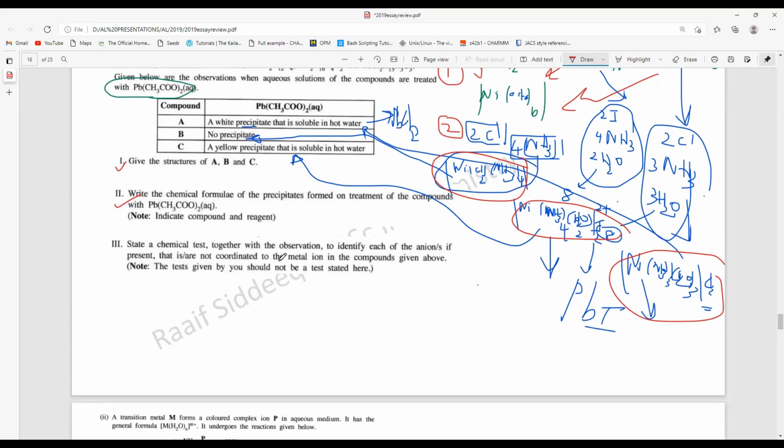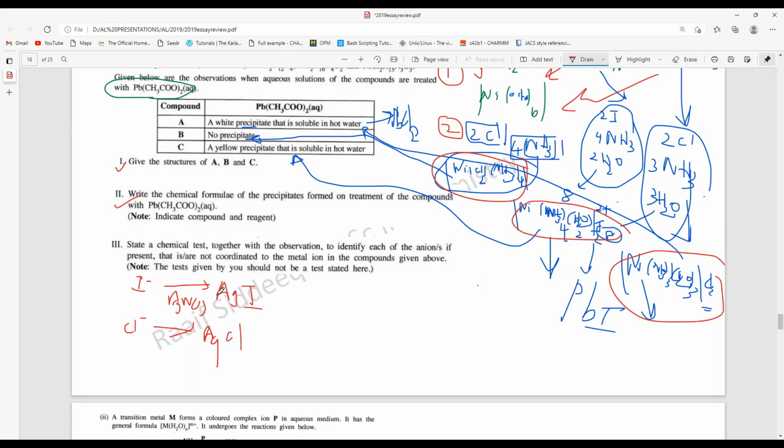State a chemical test together with the observation to identify each of the anions. Each of the anions, if present, are not coordinated to the metal ion in the compounds given above. So the anions are basically I minus and Cl minus. What you can do is add silver nitrate, right? So when you add silver nitrate, what is going to happen? I'm going to write I minus on this side, Cl minus on this side. AgI and AgCl would form, but both are going to be precipitated.